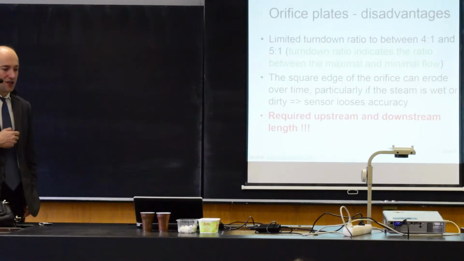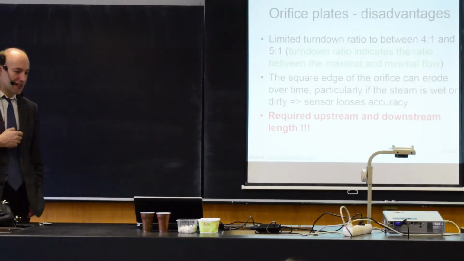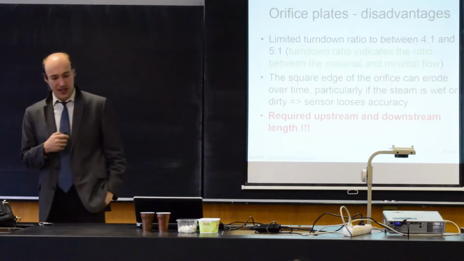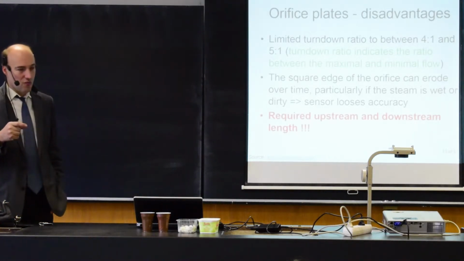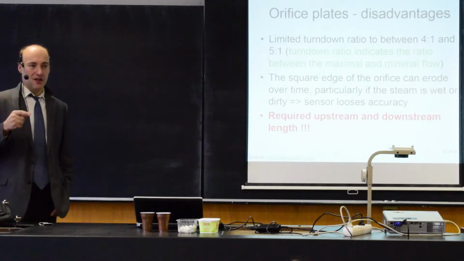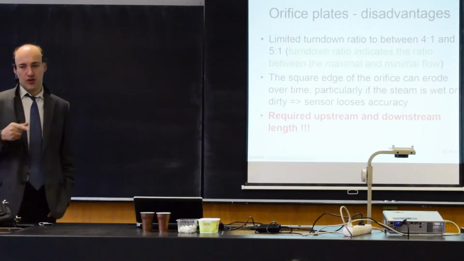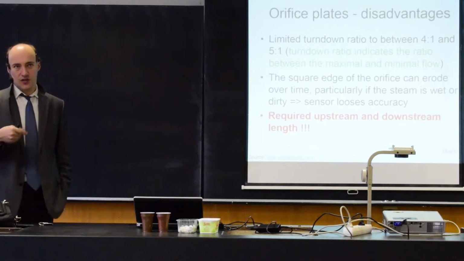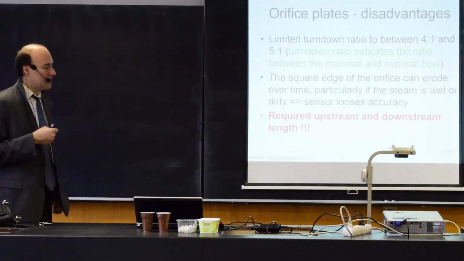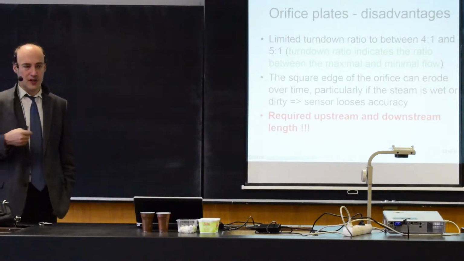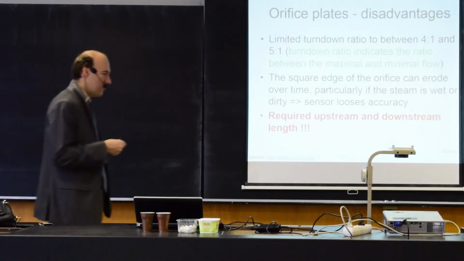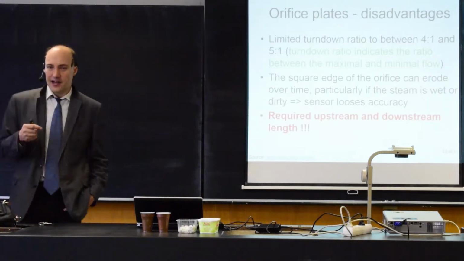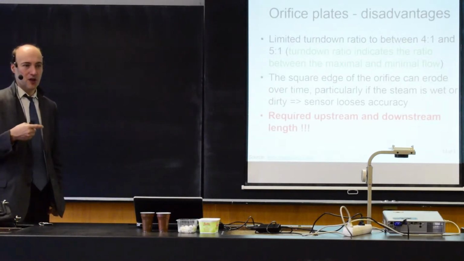What are the disadvantages? It has a limited turn-down ratio. Turn-down ratio means the ratio between maximal and minimal flow that you can measure. So it cannot measure from zero flow. This would mean that you measure zero pressure difference. So there is a minimal pressure that you can measure, and therefore minimal flow. And there is also a maximum flow that you can measure.